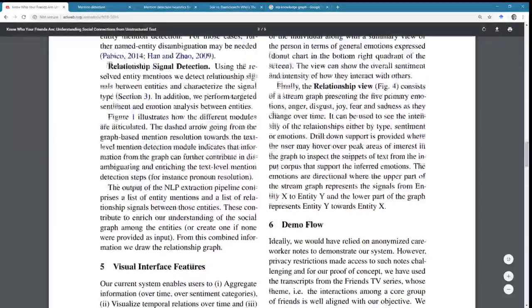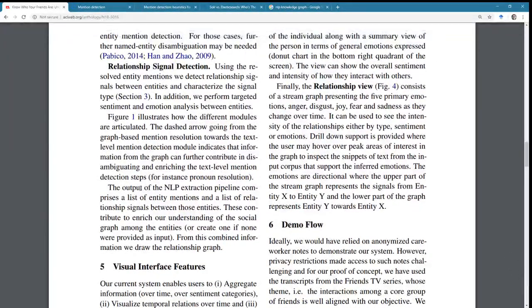Relationship signal detection. Using the resolved entity mentions, we detect relationship signals between entities and characterize the signal type, section 3. So that's whether I'm mentioning you or talking to you or that sort of thing. In addition, we performed targeted sentiment and emotion analysis between entities. Okay, so that's just sort of like annotating the edge. Figure 1 illustrates how the different modules are articulated.